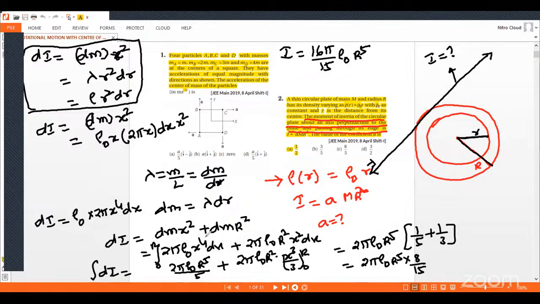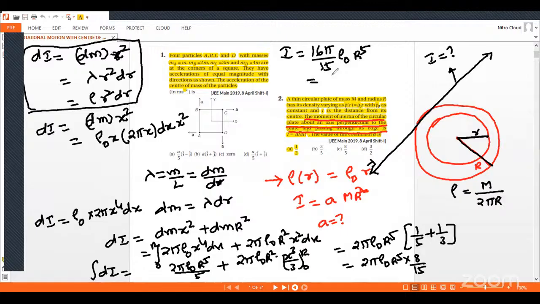Okay. Now, we'll convert this into mass. They gave A into mr square. Density, it is with respect to distance they gave, m by 2 pi r. Total mass by total radius, m by 2 pi r.